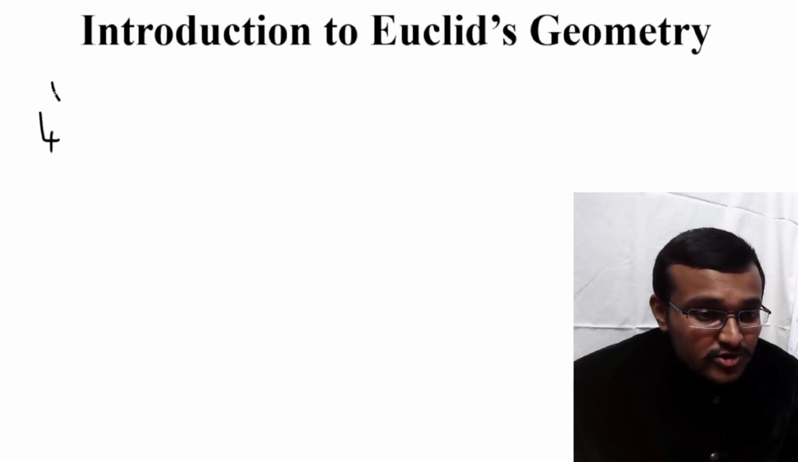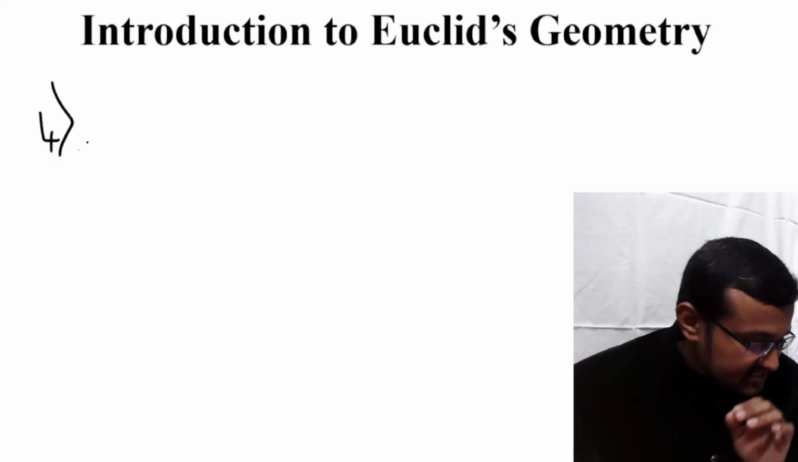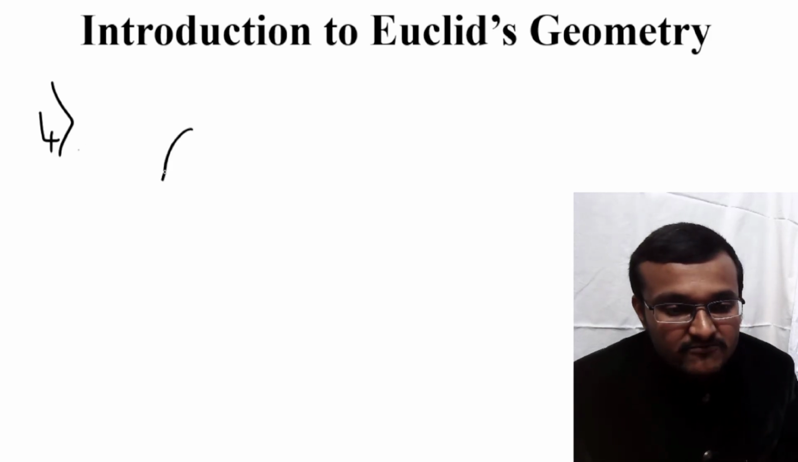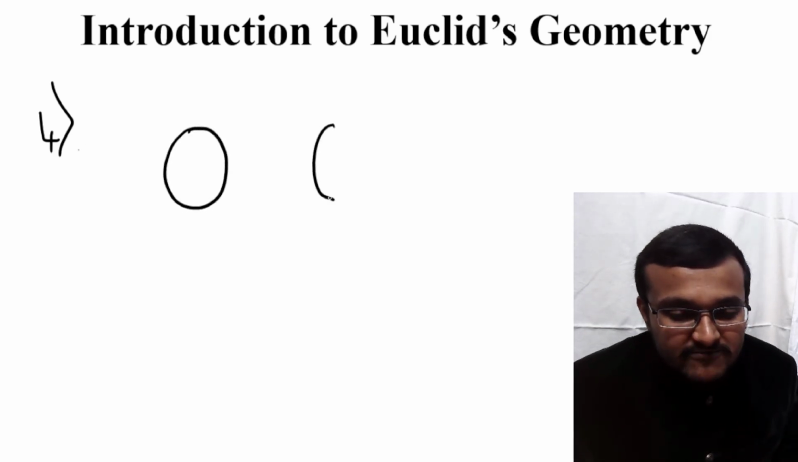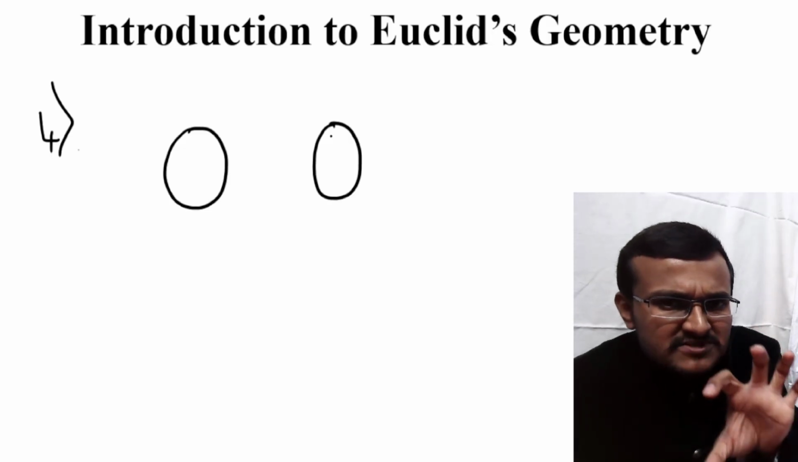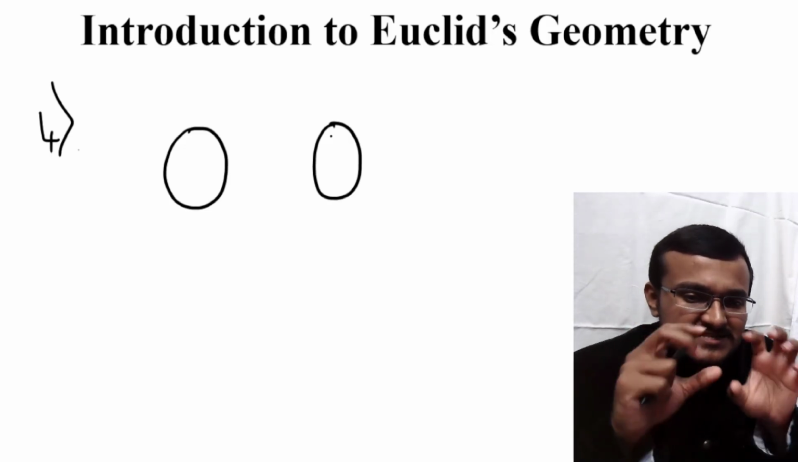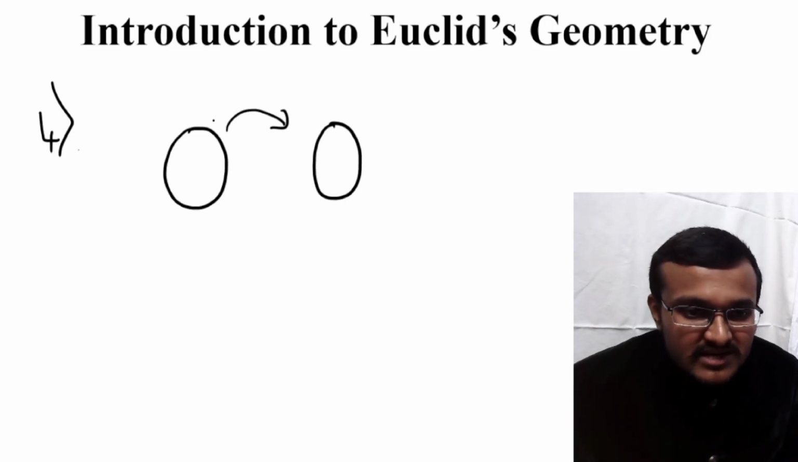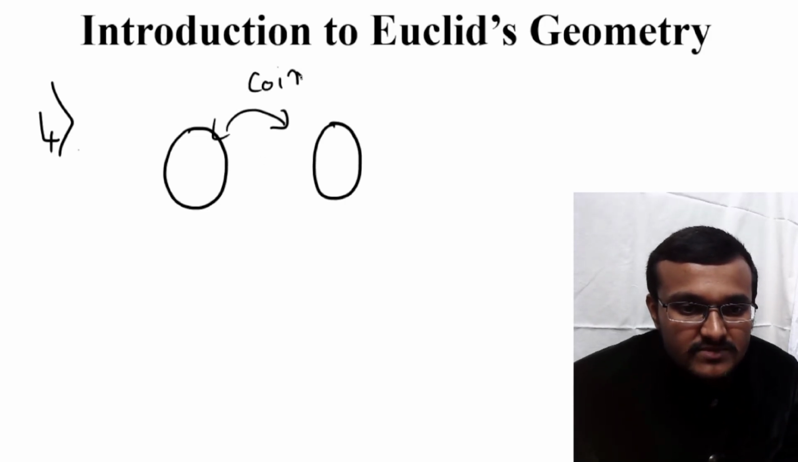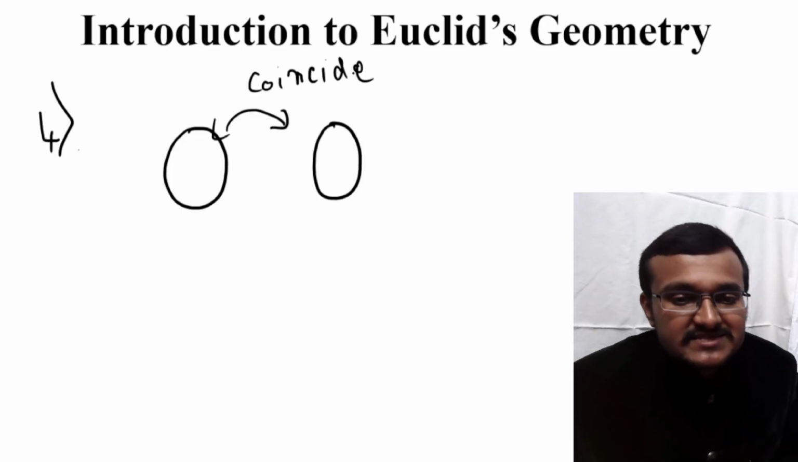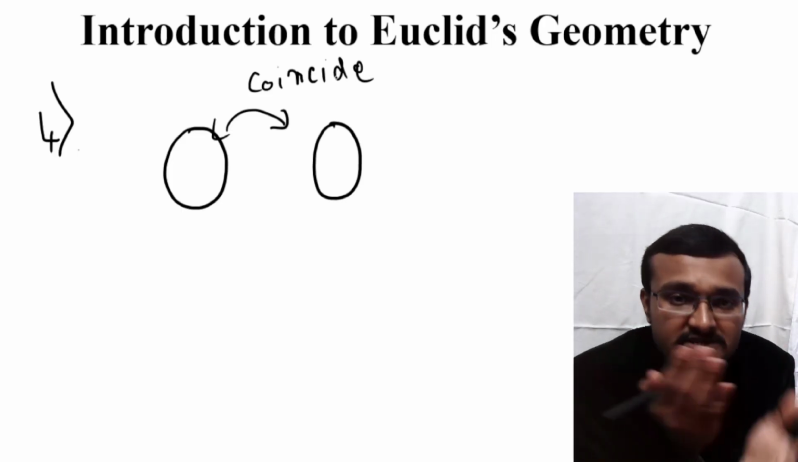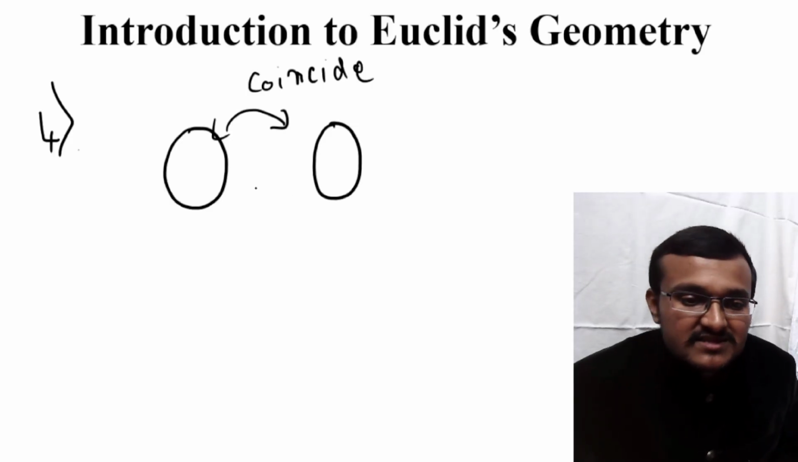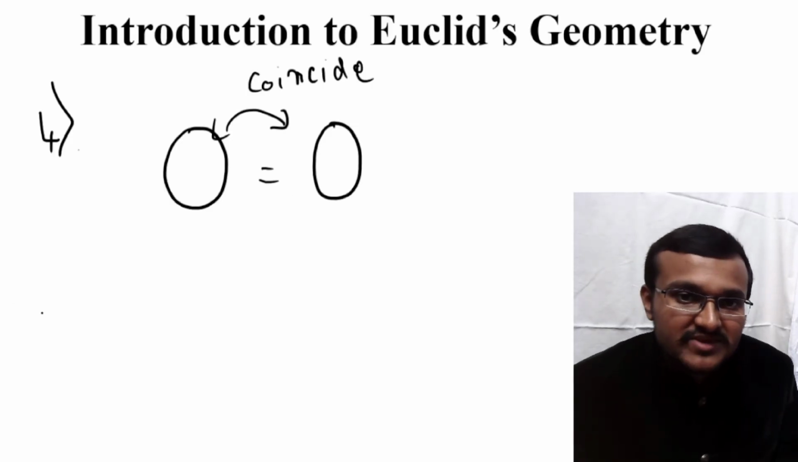Now looking into the fourth axiom, things which coincide with one another are equal to one another. For example, if you have two different circles which have the same size and shape, the same diameter, then these two circles will coincide with each other. So if these two circles are coinciding with each other, it means these two circles are equal to each other.